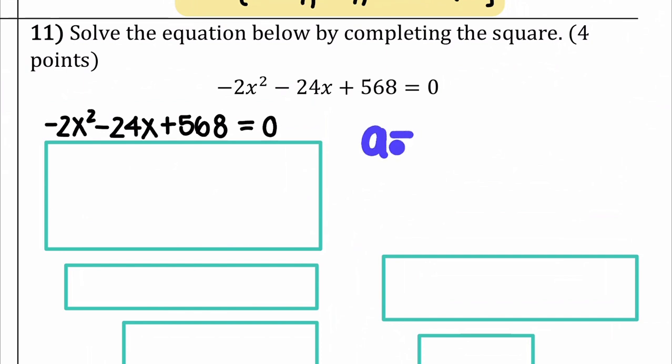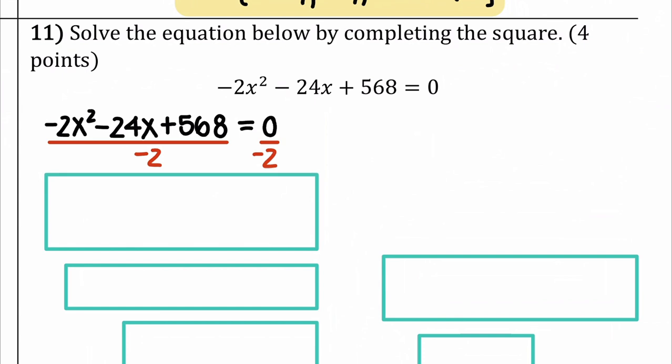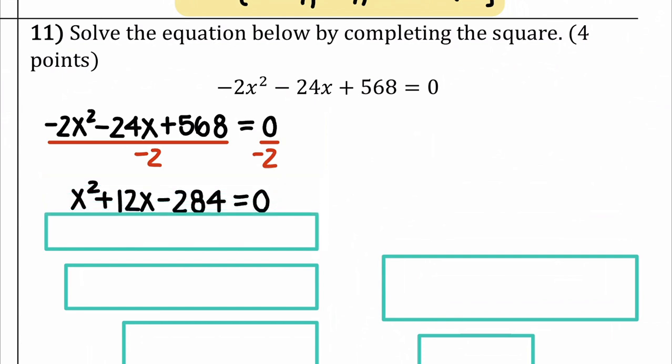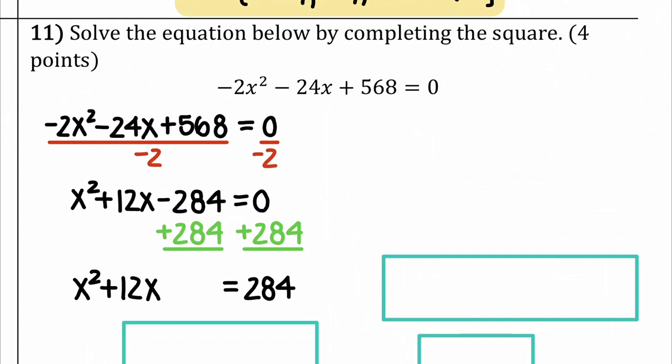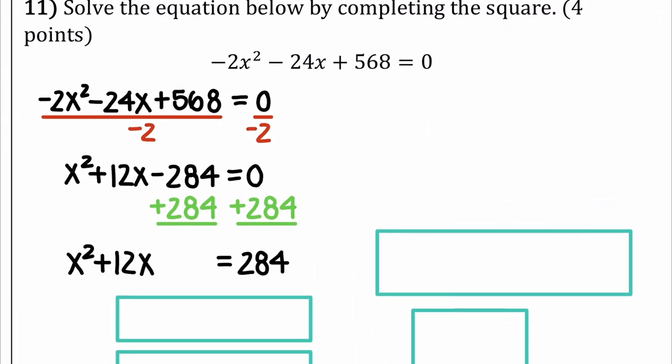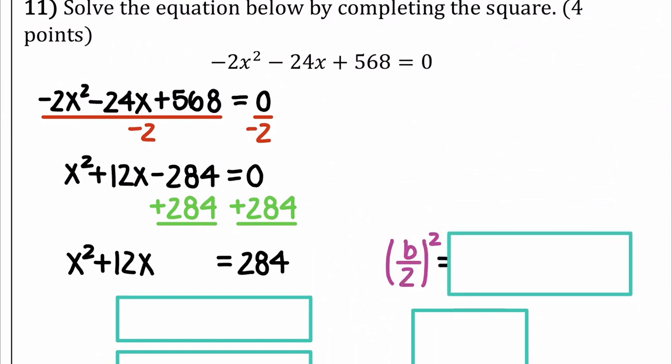So writing the equation as it is, once again, what are the two criteria that we need to complete the square? We need a equals 1, and we need to isolate the values of x. So let's do that by dividing both sides of the equation by -2, and that gives us x squared plus 12x minus 284 equals 0. And then from here, let's isolate x's by adding 284 on both sides, thus giving us what we have as such. So we're leaving a blank there because we know that we're going to complete the square. We're forcing the creation of a perfect square here.